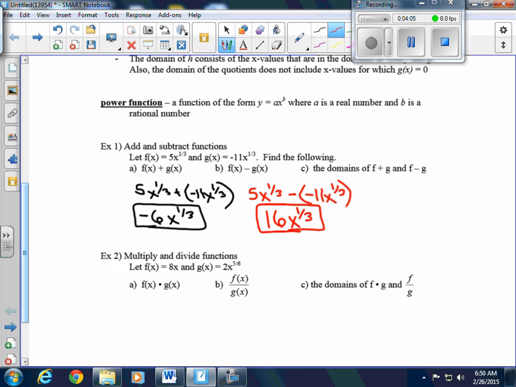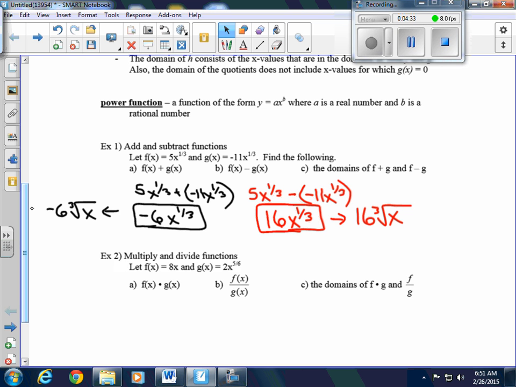All right, now remember, x to the 1/3 can be written as the third root of x. So in this case, you could see your answer as that. And in this case, you could have your answer written as negative 6 times the third root of x. So both of those are acceptable answers.